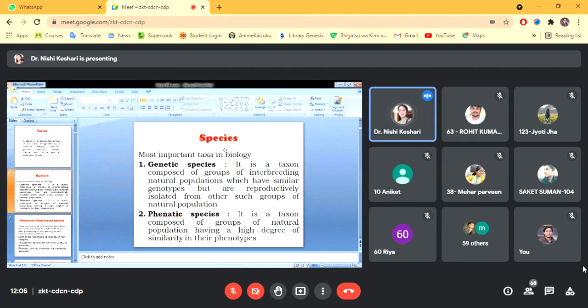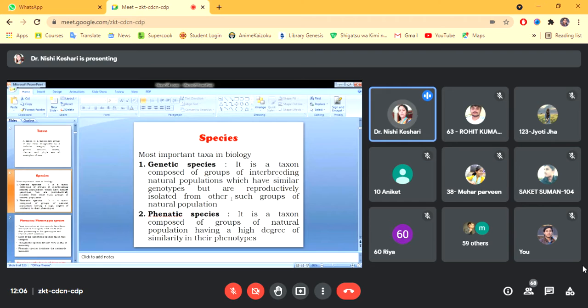because in general you can find many types of different behavior. So according to that behavior, species are classified. So these species may be genetic species or phenotypic species. Genetic means on the basis of their genetic character, and phenotypic means on the basis of their morphological or phenetic characters. So genetic species, it is a taxon composed of groups of interbreeding natural populations. They interbreed in their natural population, which have similar genotypes but are reproductively isolated from other such groups of natural population.